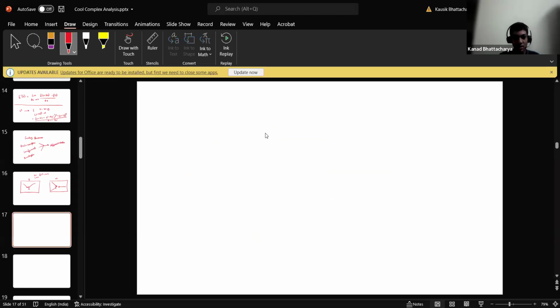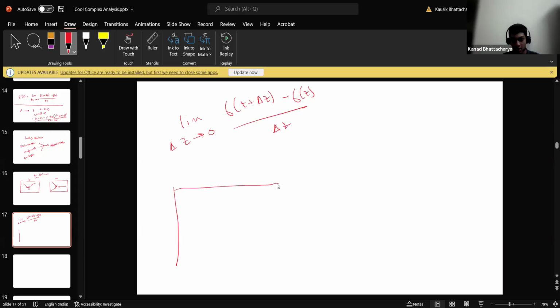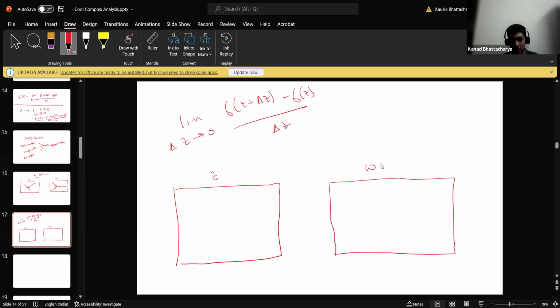Now, I've given the definition of the derivative in the context of complex numbers, but now we'll unpack what it really means. Let's say we look at the z plane and the w plane. w is just f of z. We're just seeing what happens to a function when it gets mapped. So let's take some point, let's say some point a.